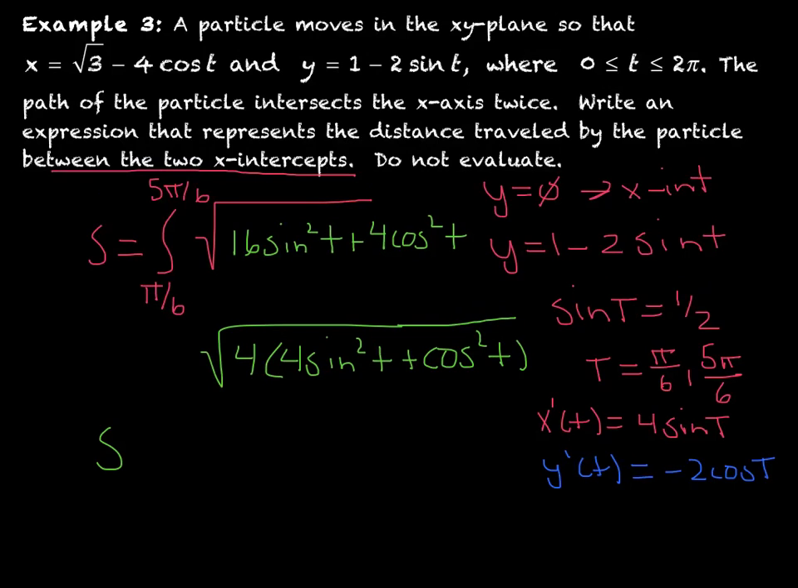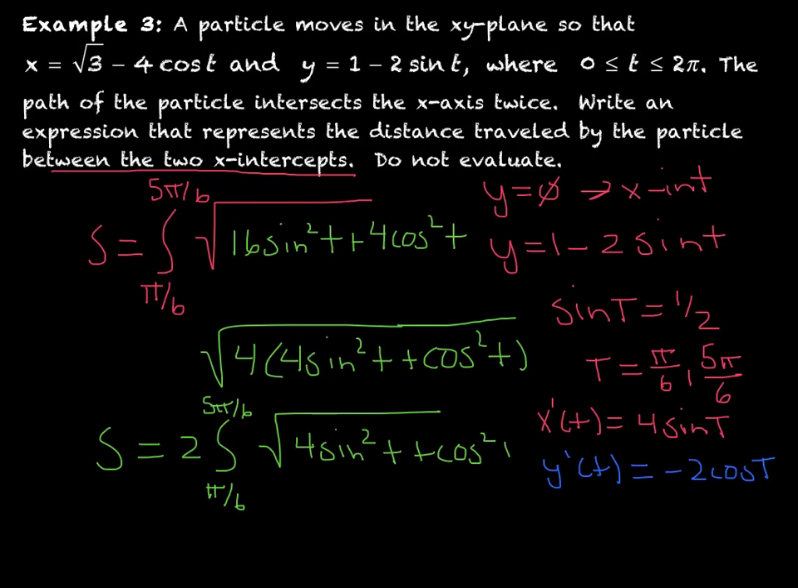And so all they're asking us to do here is set it up. So it's going to be 2 times the integral from pi over 6 to 5 pi over 6 of the square root of 4 sine squared t plus cosine squared of t. And I probably should have made those t's capitalized so that we don't get them confused with plus signs. So that is the integral that you want to have set up for this problem.